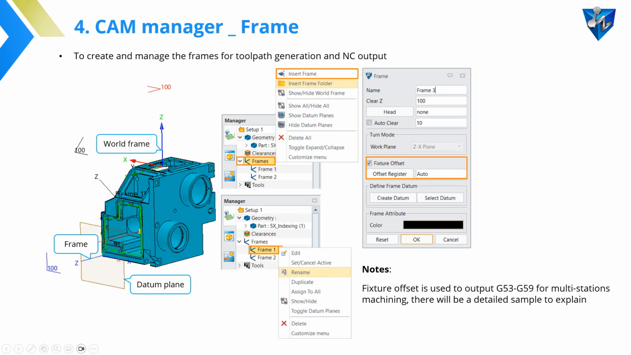In the following it is frame nodes. By default, there is only world frame, but in most cases, we need to create local frame for toolpath creation and output. We can double-click or right-click it to insert new frame, and we can also control the visibility of the frames and datums from right-click menu. When we create a new frame, we can use the option Fixture Offset to specify the machine frame for the multi-stations machining. Let's explain it in next page.